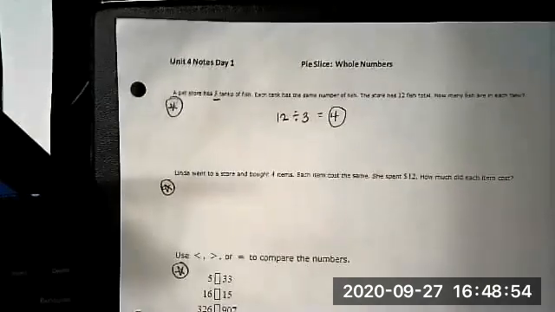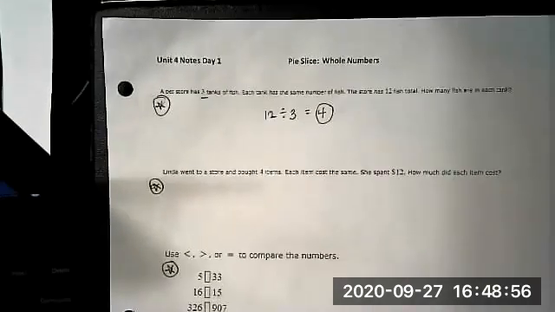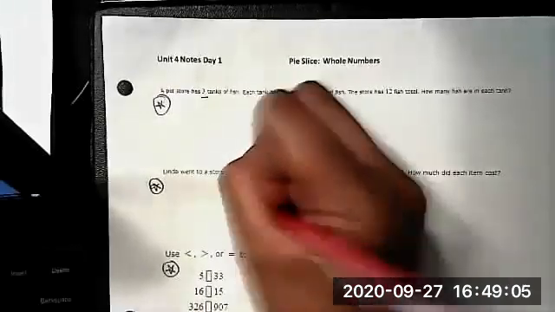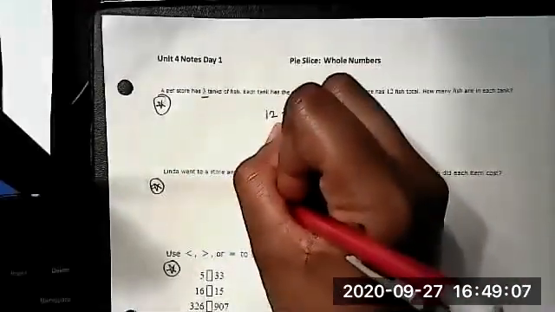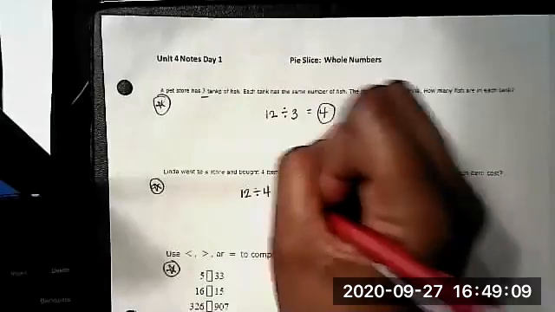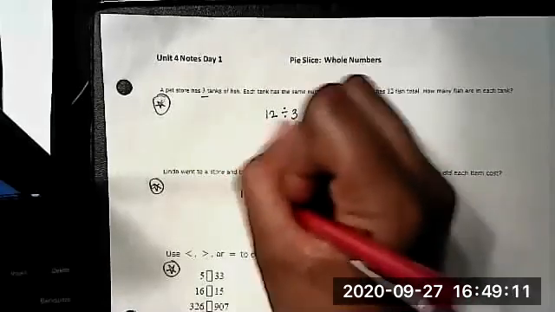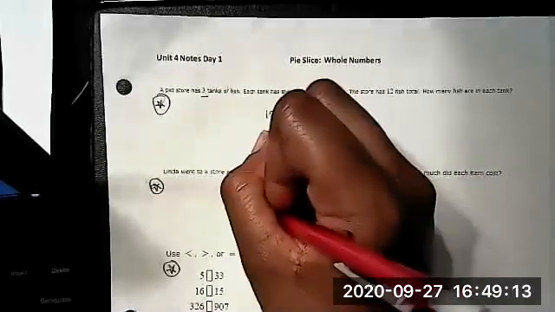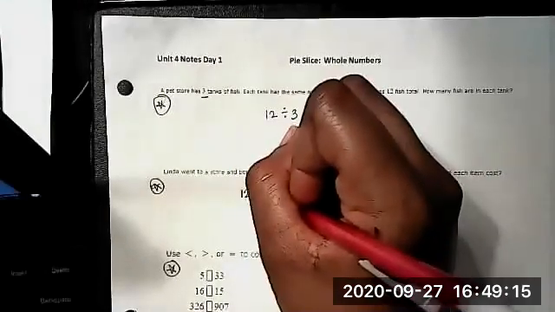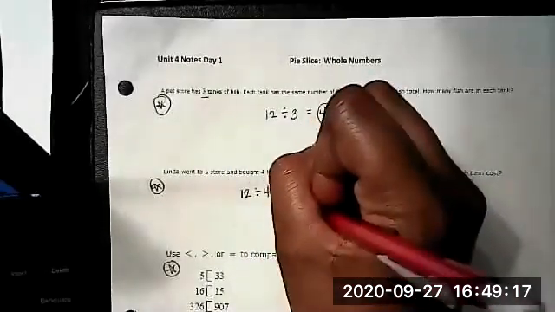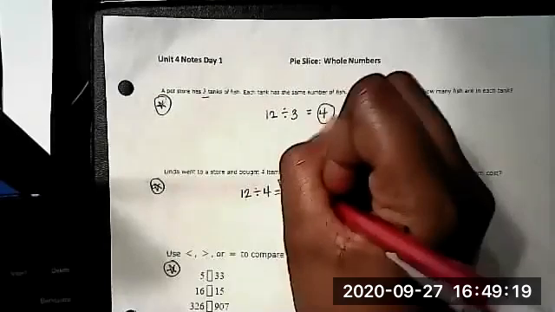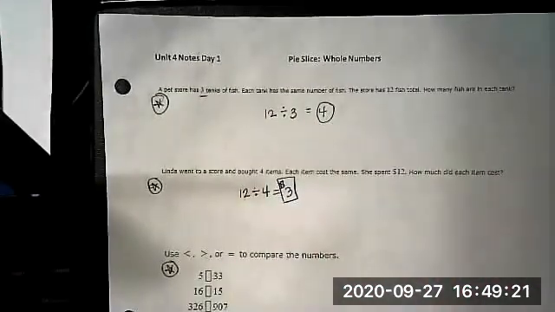All right, let's go to the next one. Linda went to a store and bought 4 items. Each item cost the same. She spent $12. So in total, she spent $12, okay? She bought 4 items, and if she spent $12 and bought 4 items, if I divide the two, I get 3. Basically, each of them cost $3. Okay? How are you getting that?